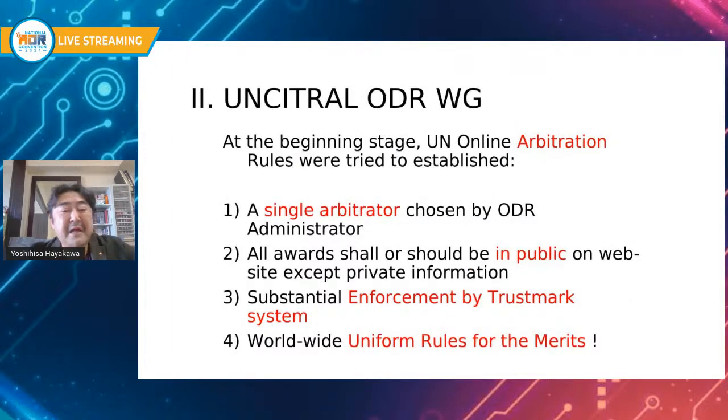It means that at the very beginning stage, United Nations online arbitration rules were to be established. In this scheme, a single arbitrator chosen through ODR was proposed because we have to make a very efficient system for low-value cases. And all awards should be made public on a website, except private information. This is very important for making big data, and big data is necessary for AI, artificial intelligence. So as a final goal, we try to establish an ODR scheme where AI could assist the decision maker or facilitator in dispute resolution.